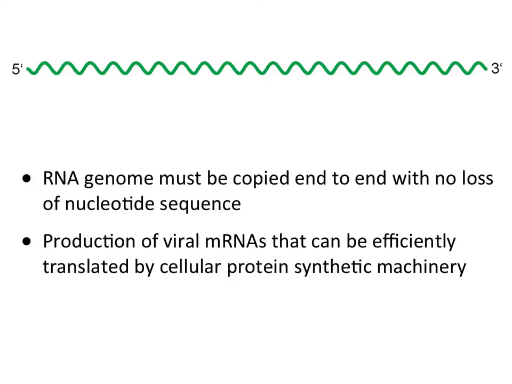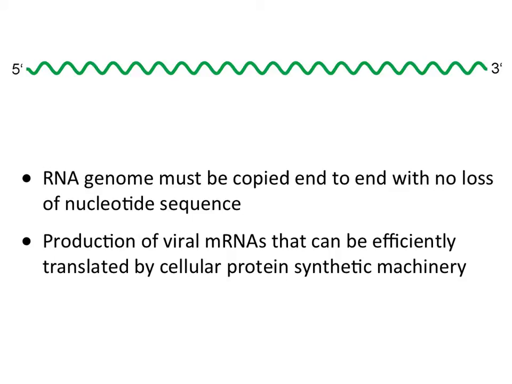Now, an obvious thing that has to occur during RNA synthesis, or at least replication, is that the RNA has to be copied from end to end. You can't lose any sequence. Every time you copy an RNA, you have to make sure you get the whole thing. Now, we will talk about how this happens. But in some cases, viral RNAs are made that are shorter, and we'll talk about that. But those aren't replication steps. Those are just mRNA synthesis.